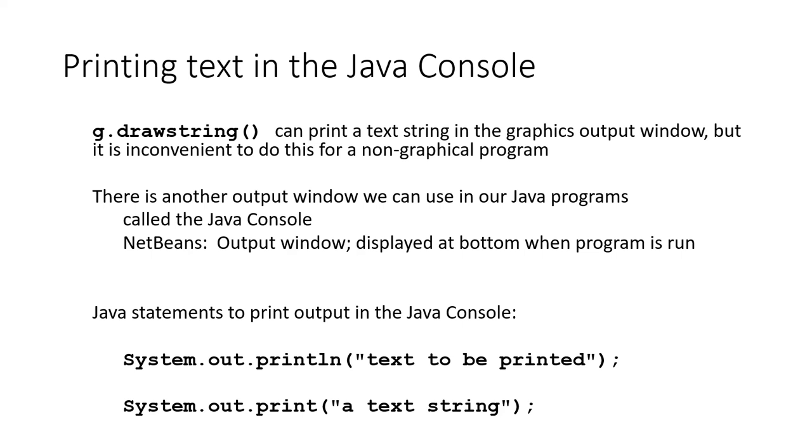You can send output to the output window using these 2 commands. System.out.println, then inside parentheses is whatever is going to be printed. The ln means after what's being printed, the next thing to be printed will be on the next line. So this is like pressing enter on the word processor to move to the beginning of the next line. Whereas System.out.print will print whatever is in between the parentheses, and then the next thing to be printed will be on the same line in the output console. Okay, so that's the Java console.